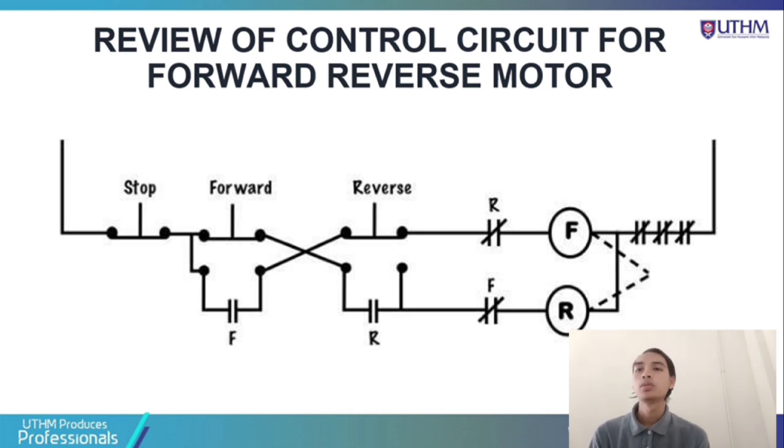When the forward contactor is energized, if we push the reverse button, nothing happens because there is an interlock at the push button. So we need to push the stop button first to energize the reverse contactor. The reverse contactor will energize with the same step as we energize the forward contactor.